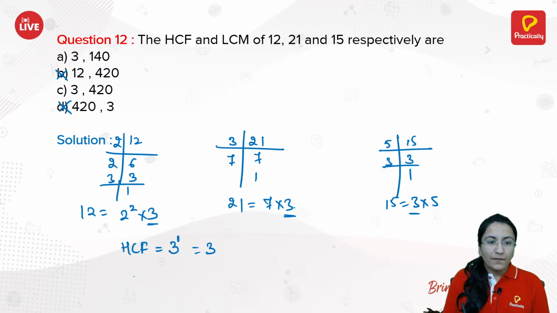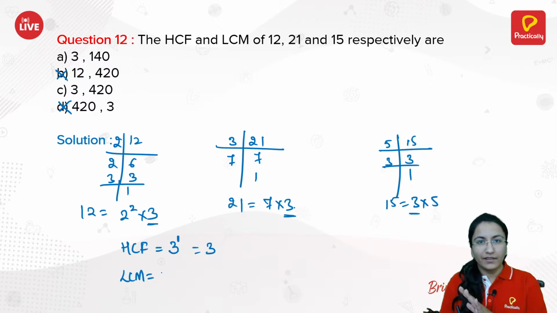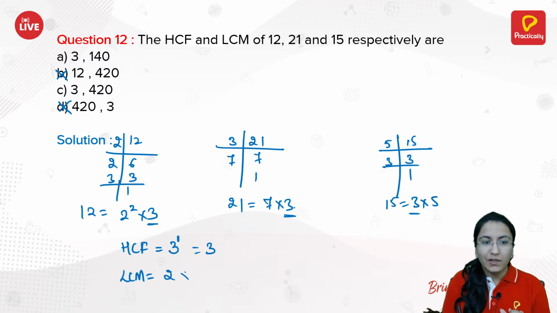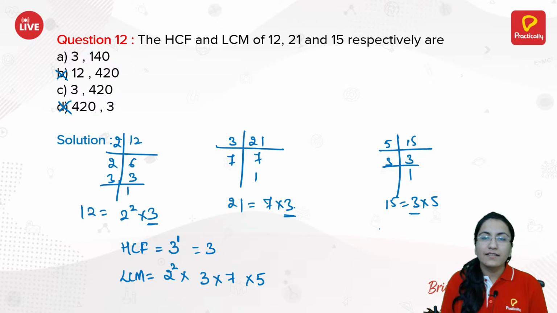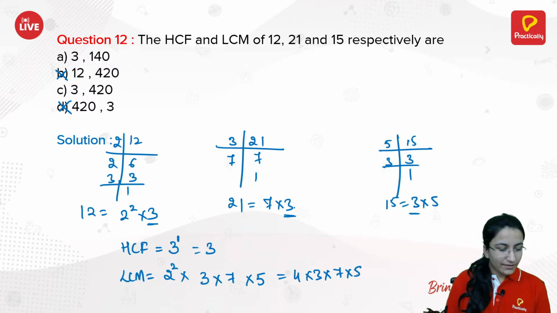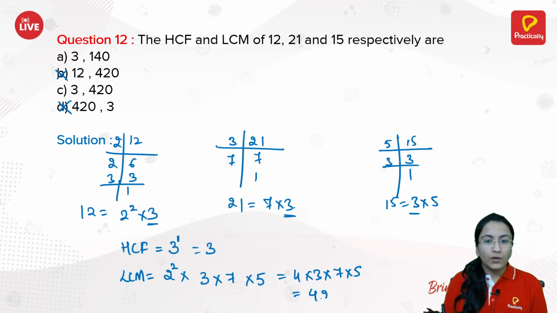Next you have the LCM. For LCM, first you write all the factors that are occurring: 2 into 3 into 7 into 5. Now check for the highest powers of such factors. 2 has square, 3 has just power 1, but that is maximum, 7 power 1 only, and 5 power 1. So just multiply this, you have 4 into 3 into 7 into 5. Multiply this up, you will have 420 as the correct answer for LCM.